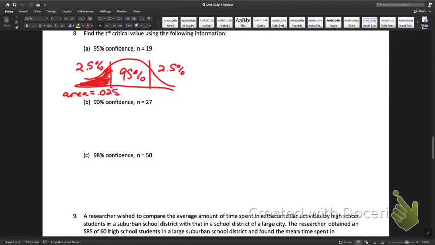To find a t-star critical value, I'm going to use inverse t. That is under second vars, underneath inverse norm. This is your inverse t. The area is 0.025. Your degrees of freedom, df, is n minus 1. Since n is 19, our degrees of freedom is 18.